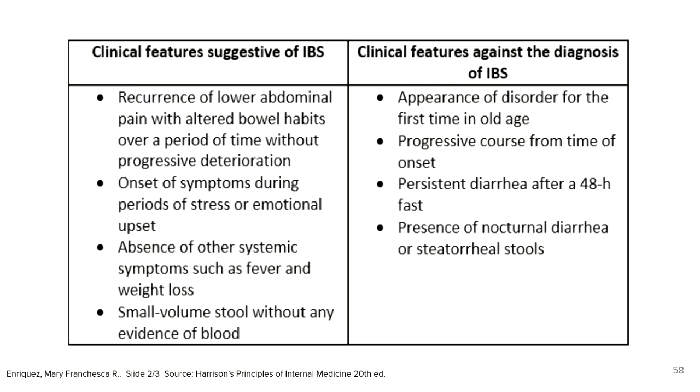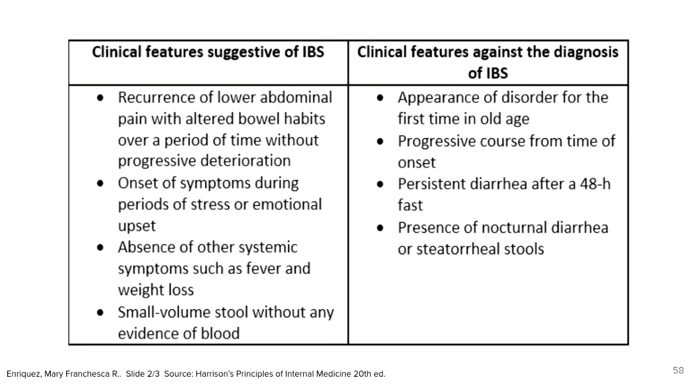For the next slide, in addition to the Rome 4 criteria, these suggest clinical features that are associated with IBS, while the other column suggests features that are opposed to the diagnosis of IBS. These include recurrence of lower abdominal pain with altered bowel habits over a period of time without progressive deterioration. The patient's symptoms are present during emotional upset or stress. There's absence of other systemic manifestations such as fever and weight loss, and the presence of small volume stool without any evidence of blood.